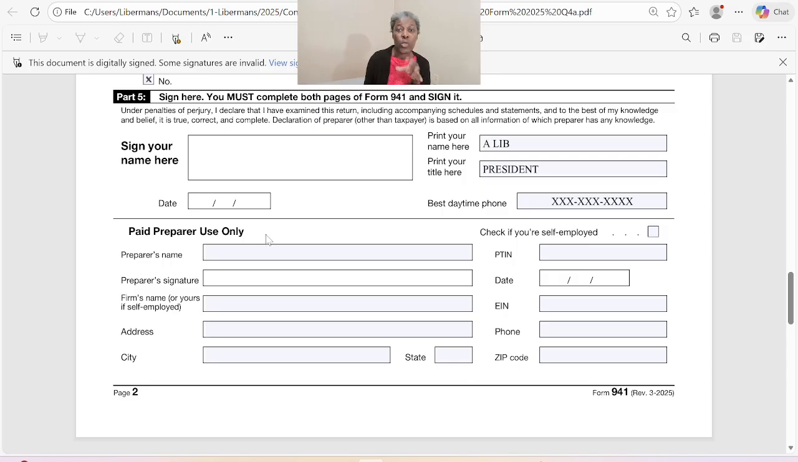If you are a tax preparer filing it for a client, then you complete this section with your name, your business name, your business address, and your PTIN. If you are self-employed, you check that. You'll have your business EIN, your phone number and zip code. When you print it out, you sign it, your client signs it, you date it, and you make 2 copies: one for the client to keep for his or her business record, one for you to keep unless you want to go digital and save it online, and the original to mail to the IRS.